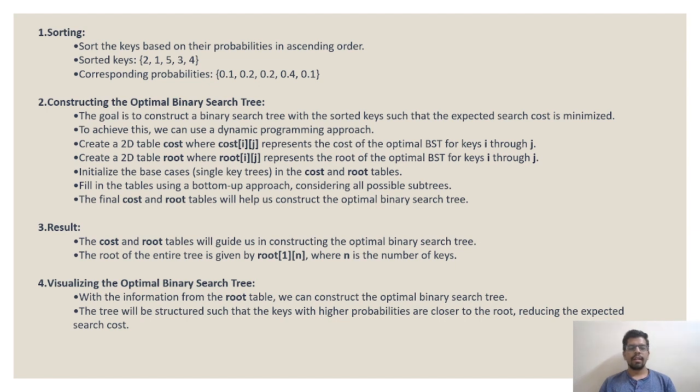Result: the cost and root tables will guide us in constructing the optimal binary search tree. The root of the entire tree is given by root of 1 and n, where n is the number of keys. Visualizing the optimal binary search tree. With the information from the root table, we can construct the optimal binary search tree. The tree will be structured such that the keys with the higher probabilities are closer to the root.